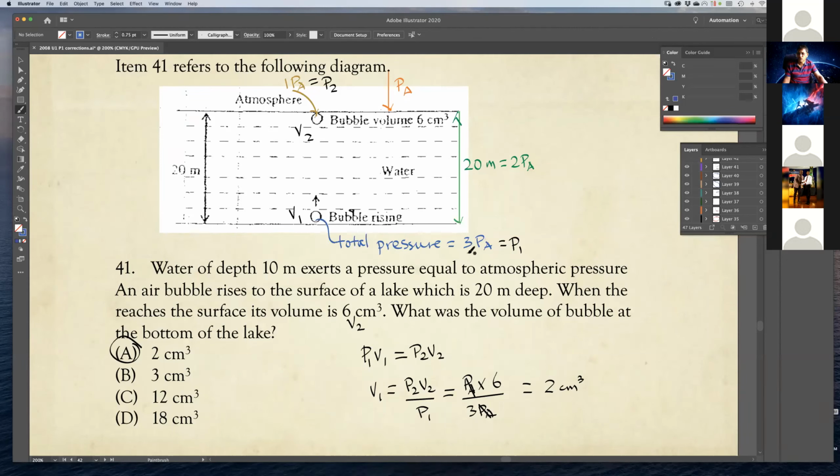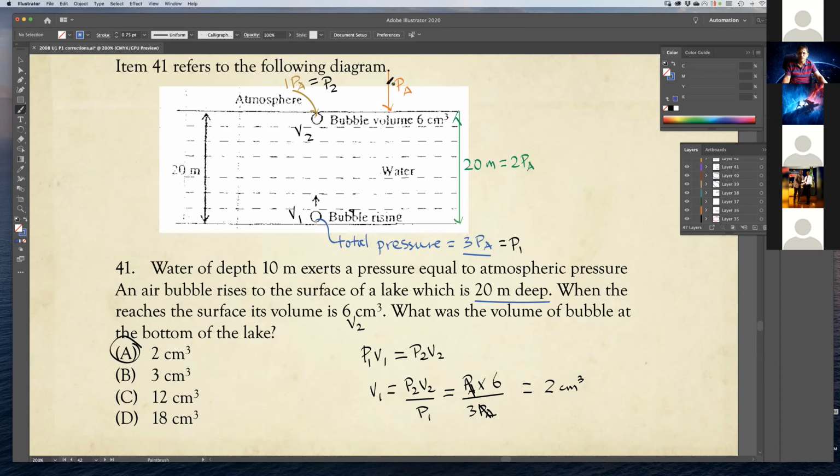Anybody need clarification on that? So you could just re-explain how you get 2 PA. All right. They told us that the lake is 20 meters deep, right? So that's the depth of the lake. And what they also tell us is water depth of 10 meters exerts a pressure equal to atmospheric pressure. So this depth, 20 meters, can be replaced as a pressure of 2 PA.